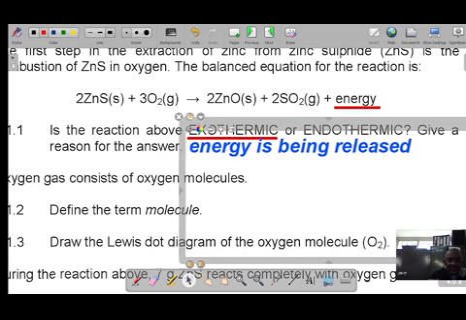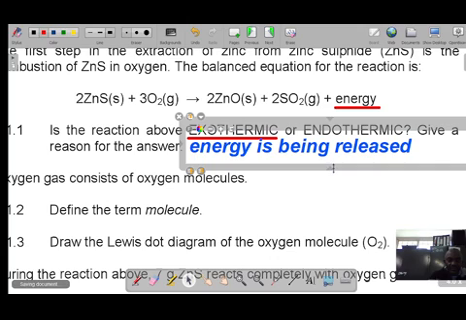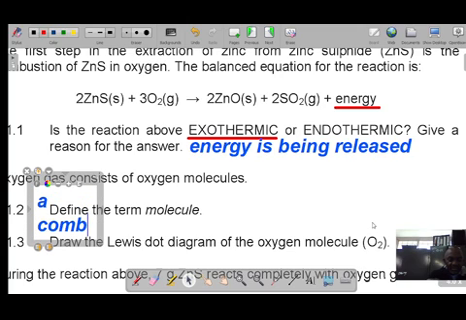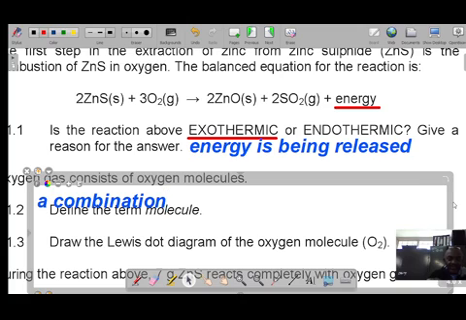They say that oxygen gas consists of oxygen molecules. Define the term molecule. So what's a molecule now? Talk to me. Now a molecule is a combination of two or more atoms covalently bonded together and acting as a unit.